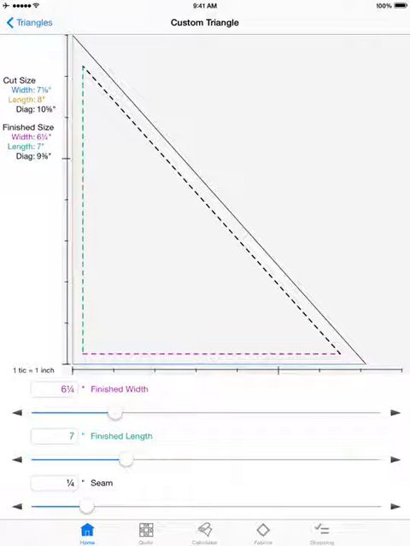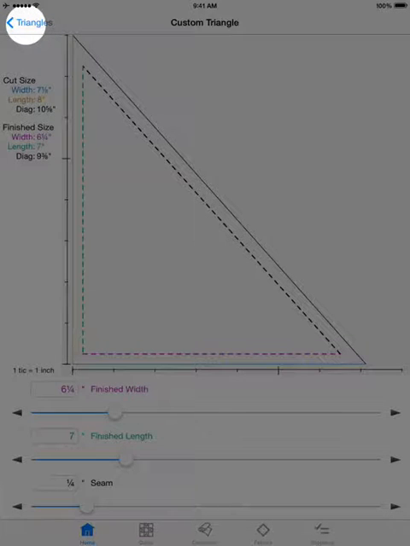Where appropriate on the triangle calculators, you can change either the width or the length, and you can always change the seam allowance. So depending upon the needs of your project, you can customize the yardage calculations or the piece sizes to what you need for your particular quilt. To go back to the triangle calculator, just tap triangles in the top left-hand corner.